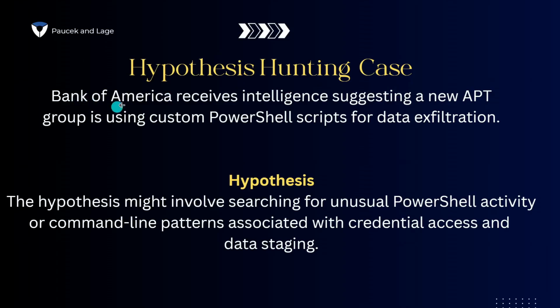So let's say Bank of America received intelligence suggesting a new APT group is using a custom PowerShell script for data exfiltration, right? So let's say you are in the financial sector as well. Your competitor, or another bank, received intelligence that they are being targeted by an APT using a PowerShell script. So what will you do?